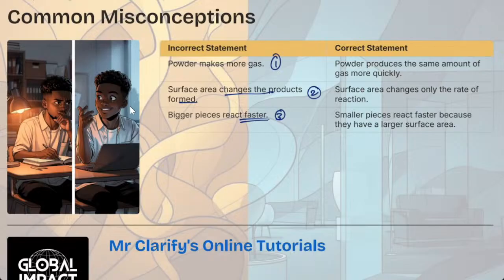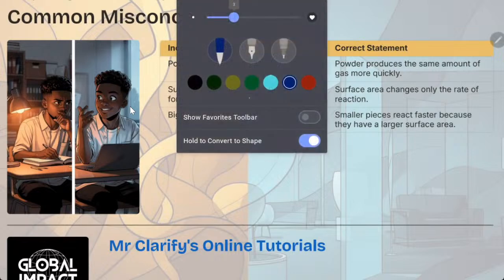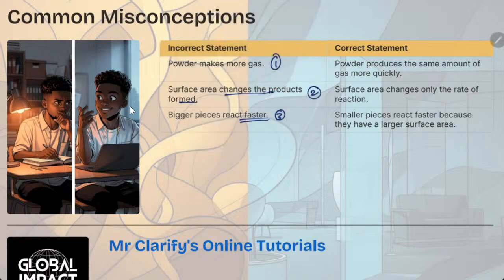So number one, all the things you have done, powder just makes the gas be produced more quickly, right? It does not increase the amount of gas that will be produced. Are we together? Right. Now, what does surface area change? Does it change the products? No. It only changes the rate of reaction, right? Good. Changing the surface area only changes the rate.